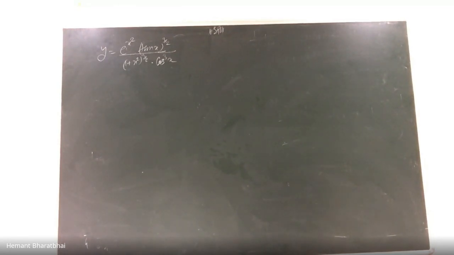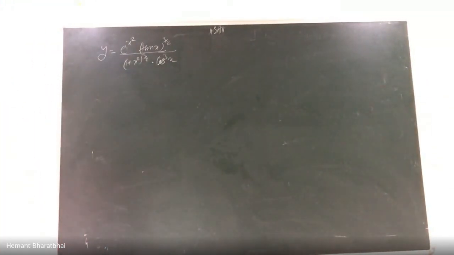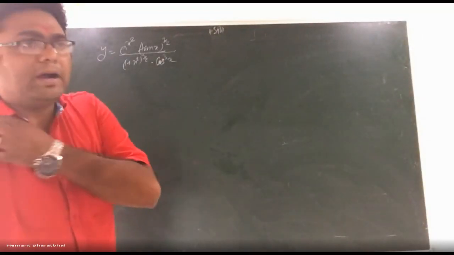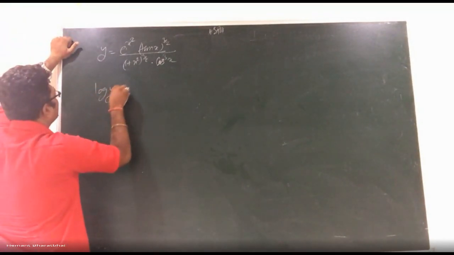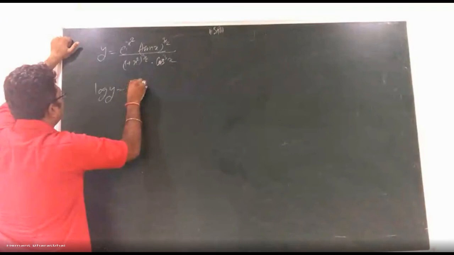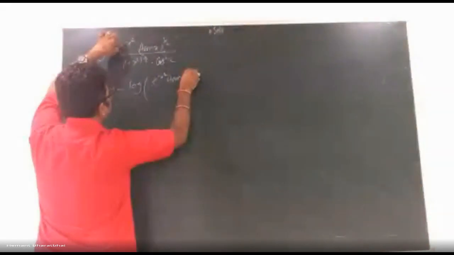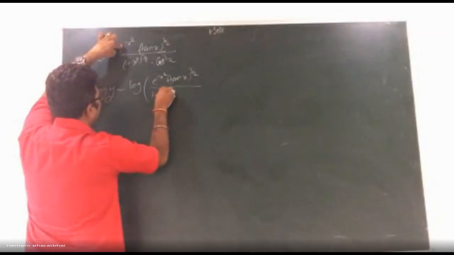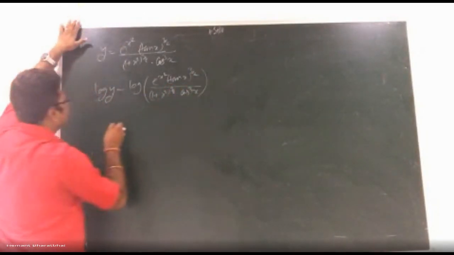Okay, I'll not be able to solve this directly. So what we can do over here is, again, I can go for logarithm, because we know log of m by n is log of m minus log of n. So again I can take log over here directly. So log of y will give me log of e raised to x square into tan of x raised to 3 by 2 upon 1 plus x square raised to 3 by 2 into cos cube x.